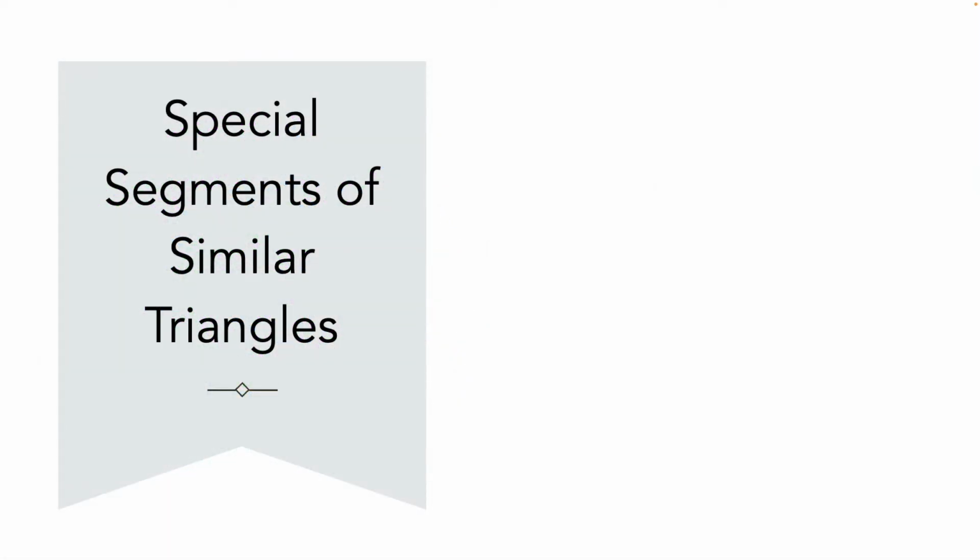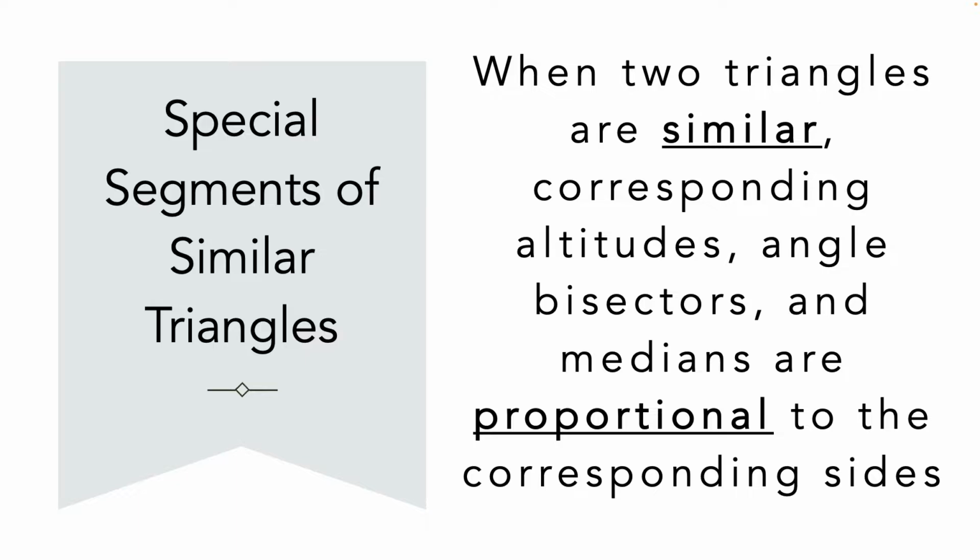So we have special segments that we have for similar triangles, and we've talked about these a little bit before. Altitudes, angle bisectors, and medians. And here's what happens. When two triangles are similar, then that means the corresponding altitudes, angle bisectors, and medians are proportional to the corresponding sides. Okay, let me show you how this works.